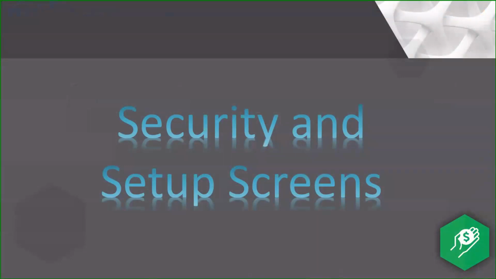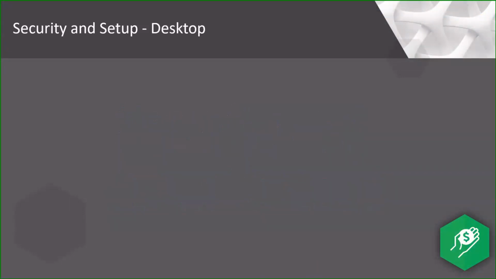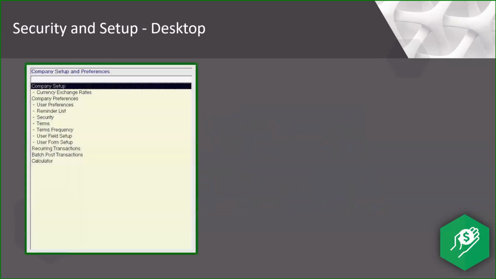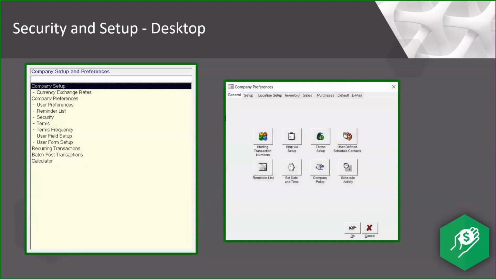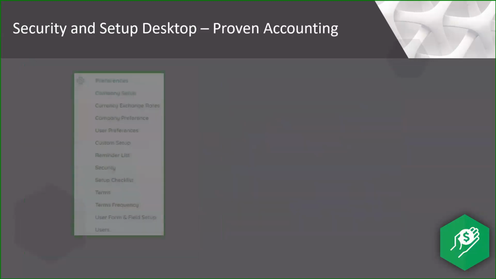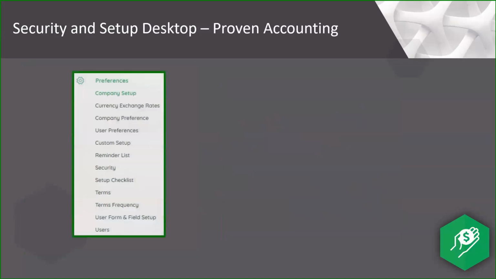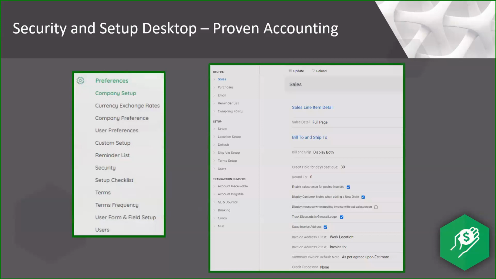Next, we are going to review security and setup screens. If you are a current PSA user, this is what the menu currently looks like. And here are the buttons once you get into company preferences. Now this is what the menu looks like. And then once you click company preferences, this is what the menu looks like after you click it.